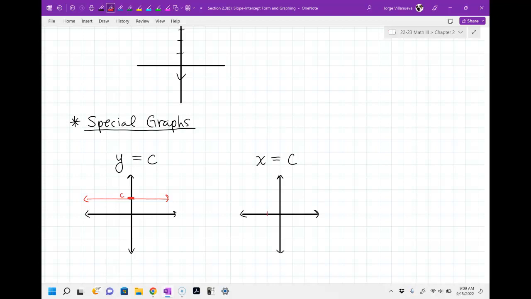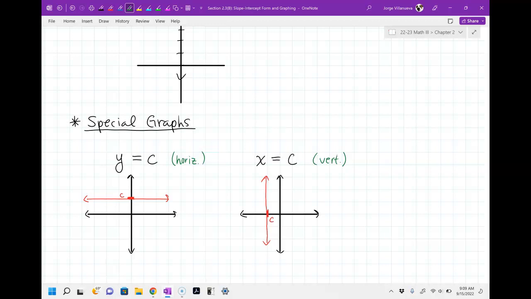X equal to C, these are vertical lines, okay? So maybe this will be my C value right here. And my line's going to be vertical. Alright, so I'm going to put a little hint right here. These are horizontal, and these are vertical. These are very easy to graph. You just have to know which way it goes.